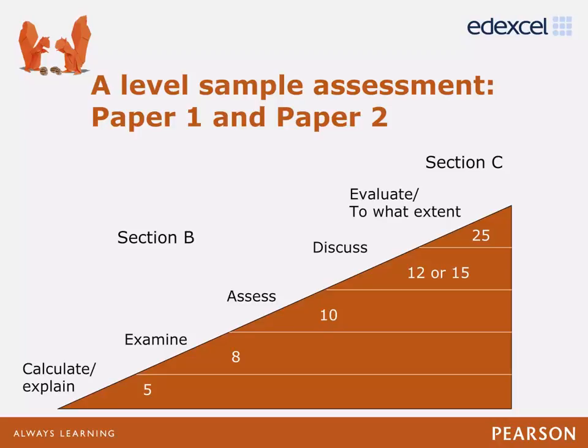As we mentioned previously, a taxonomy for economics has been defined and will be applied consistently to ensure students are rewarded for demonstrating the appropriate skills for the subject. The taxonomy has been applied across AS and A-level. You'll see that A-level has 8-mark examine and 12-mark and 15-mark discuss questions.